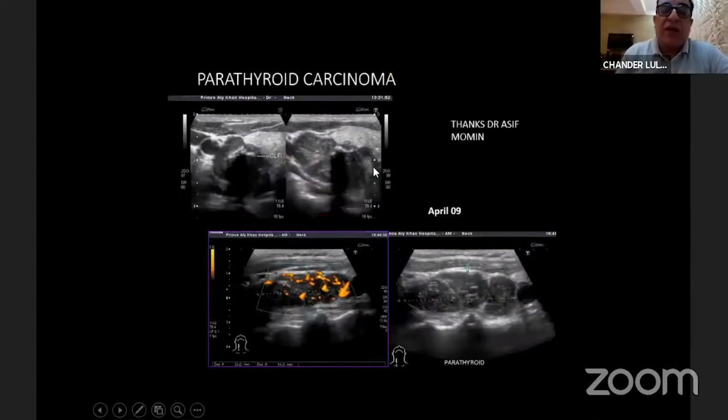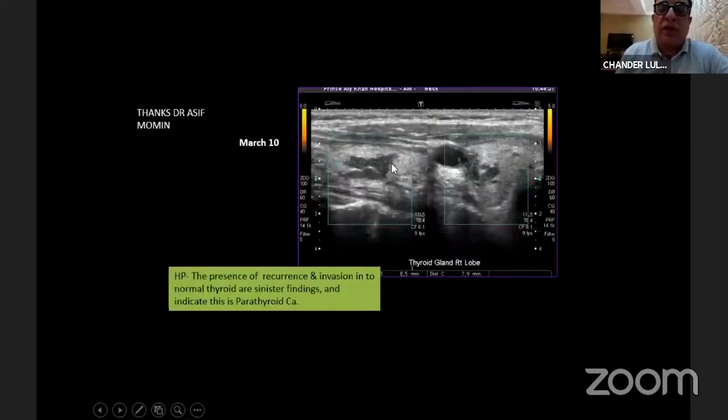This is a parathyroid carcinoma invading into the thyroid, and I thank Asif for giving me this case. So sometimes lesions around the thyroid can invade into the thyroid. Here again, another parathyroid carcinoma invading into the thyroid here.